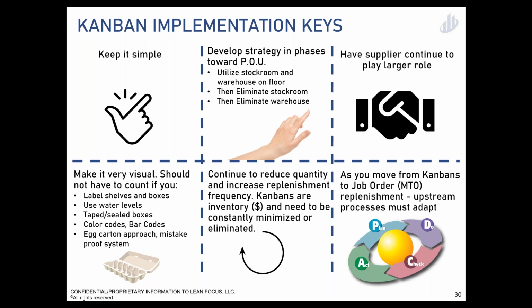So POU, point of use inventory. Put your supermarkets on the floor where the stuff is used. Don't have a stockroom. Don't have a centralized warehouse, or even worse, an off-site warehouse. Make sure that all of that inventory is within eyesight of the people that use it. That means most plants that have not thought about this before have to completely rethink their floor layout.